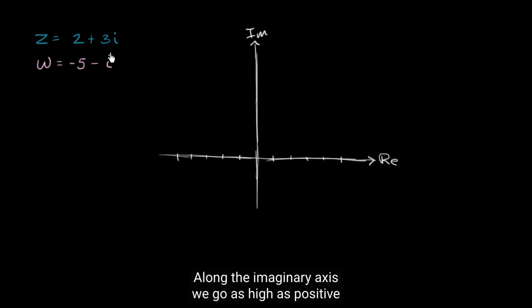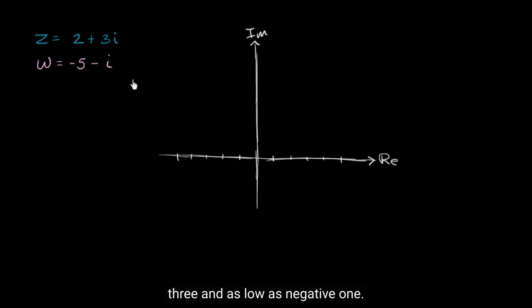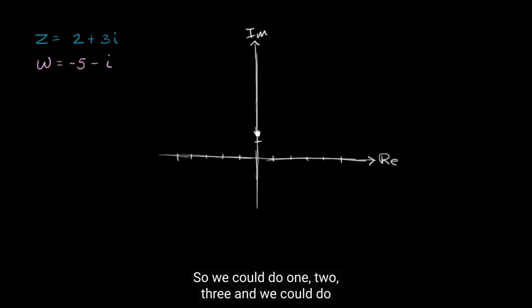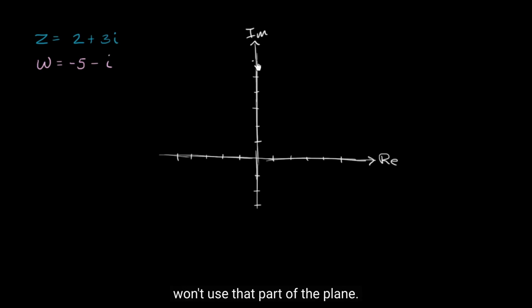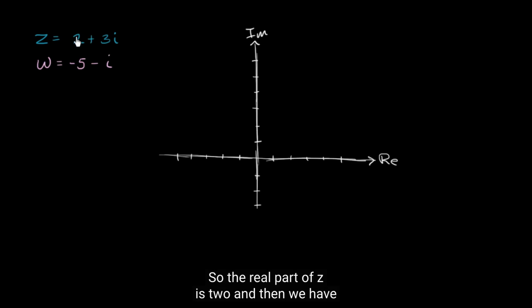And along the imaginary axis, we go as high as +3 and as low as -1. So we could do 1, 2, 3, and we could do 1, 2, 3. And of course, I could keep going up here just to have nice markers there, although we won't use that part of the plane. Now let's plot these 2 points. So the real part of z is 2, and then we have 3 times i. So the imaginary part is 3. So we would go right over here. So this is 2, and this is 3 right over here. 2 plus 3i. So that right over there is z.